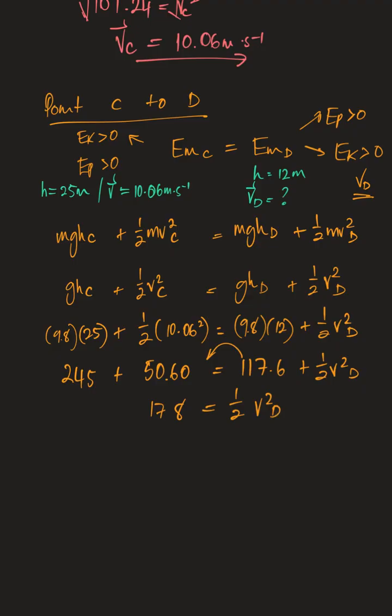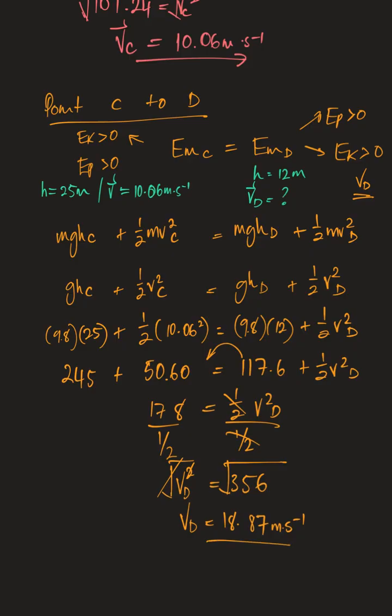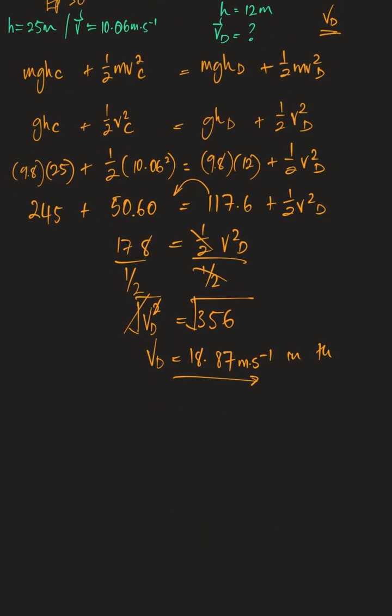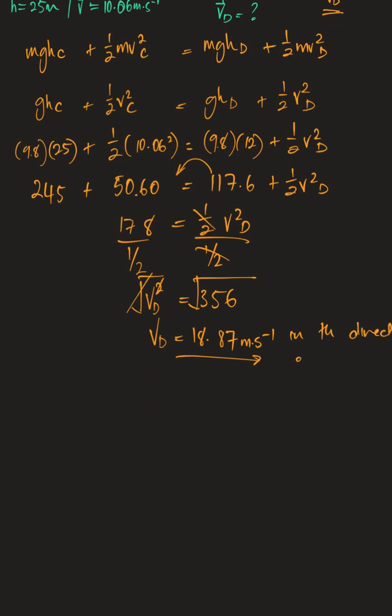Divide both sides by 0.5 or half. That's going to cancel. And I'm going to be left with v squared d is equal to 356. Remember, I just want the velocity, so I'm going to get rid of the square. I'm going to square root my answer, and I'm going to get VD is equal to 18.87 meters per second. So don't forget, in the direction of motion. I need to make sure I write that every single time.